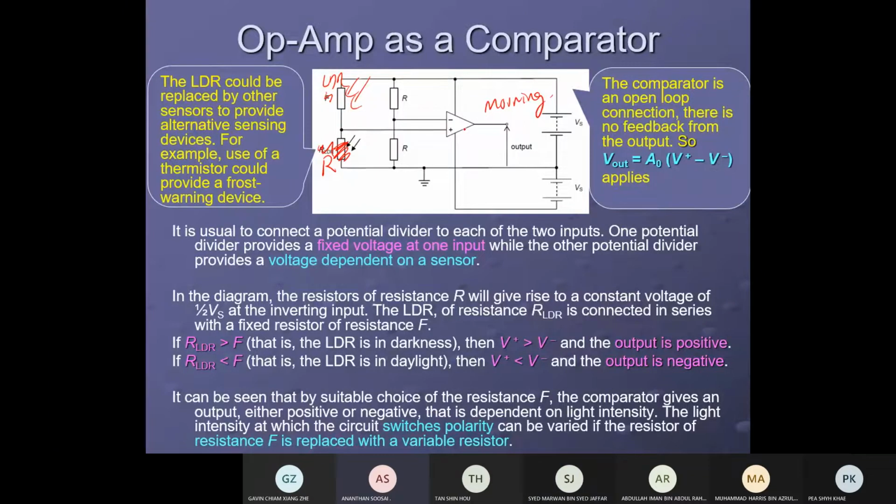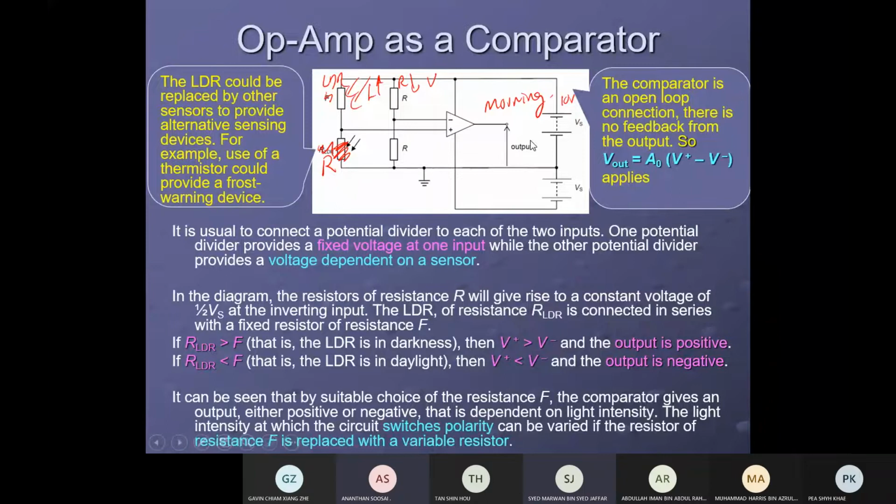The output will be positive during the day, because when the light intensity rises, the LDR resistance drops, so the voltage across the LDR drops. But because the LDR is on top, when the LDR voltage drops, the voltage input at positive becomes big, because the voltage at positive equals the voltage across the lower resistor. The LDR voltage drops means the lower resistor voltage becomes high, because the supply voltage is constant. Last time I told you, like 10 volts, constant.